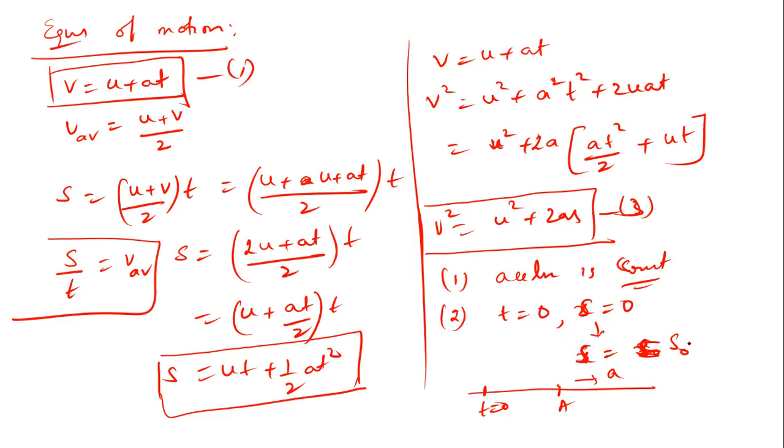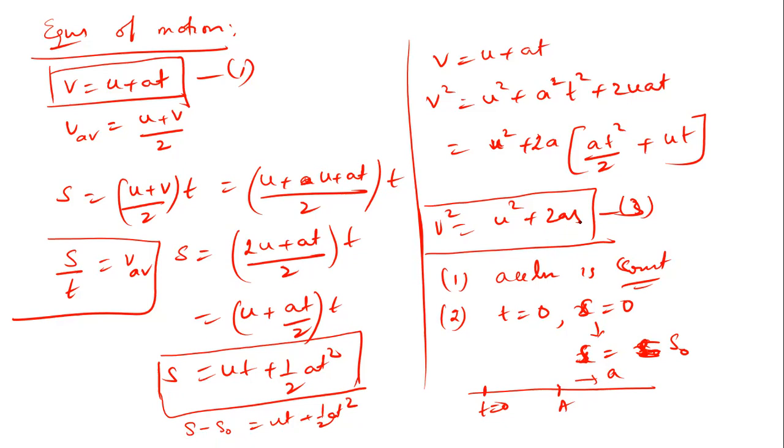Yes, it will change. So therefore, this expression will become S minus S naught is equal to ut plus half at square, or you will write S equal to S naught plus ut plus half at square, which tells me at t equal to 0, S was at S naught. In a similar way, here also the same thing happens.